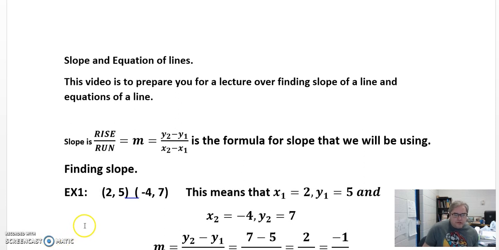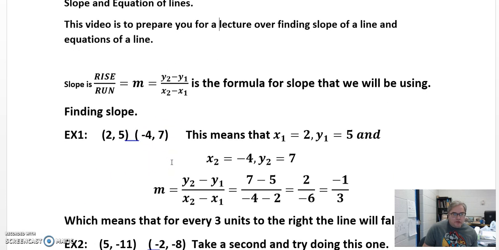Okay, this video is going to hopefully get you prepared for a lecture on slopes and equations of lines. We're just going to jump into it. Picture a line in your head, and slope is talking about the inclination that the line is at. So it's rise over run, or pitch, like the pitch of a roof. Slope is the vertical rise or fall over the horizontal run.